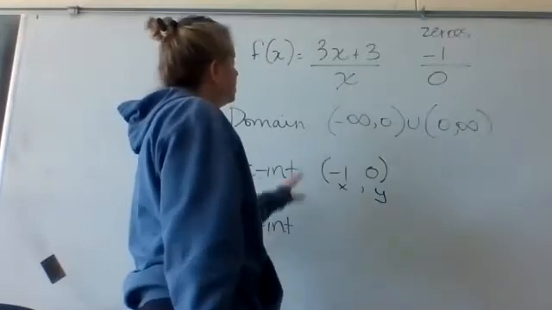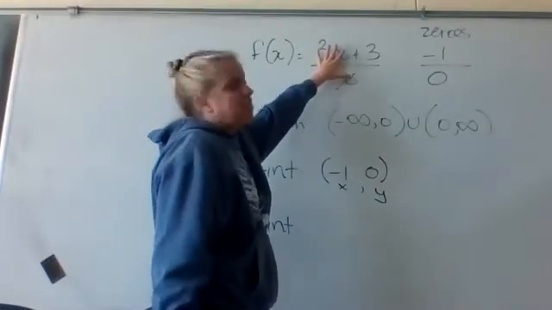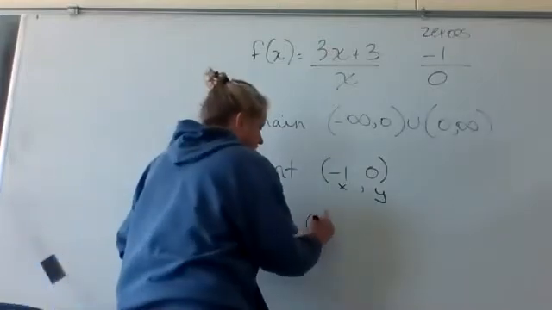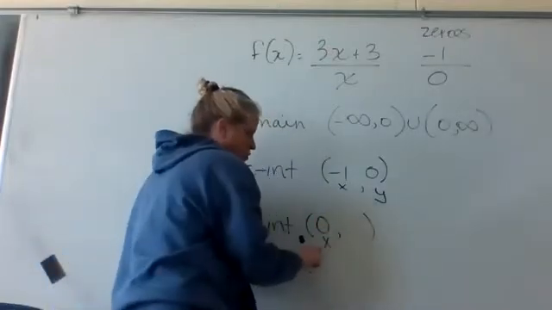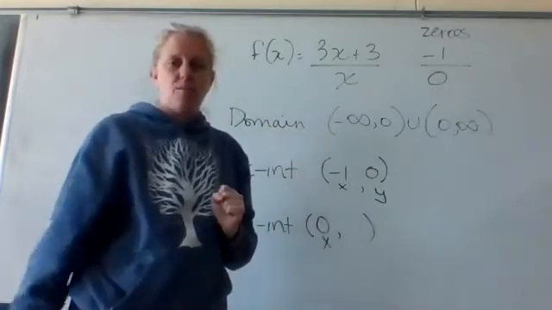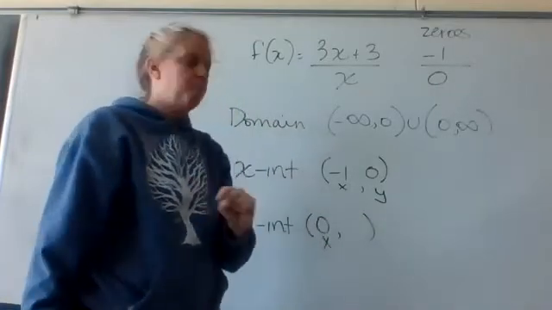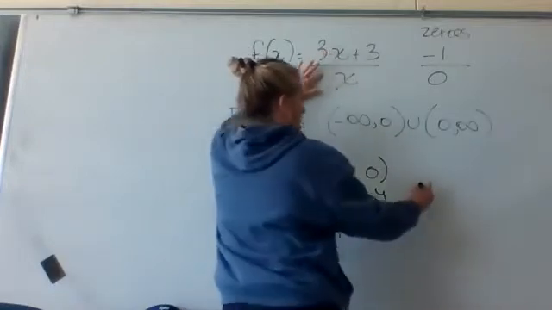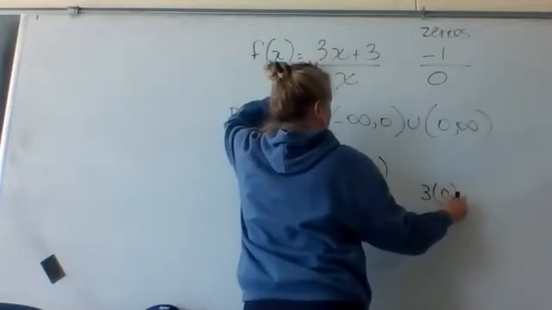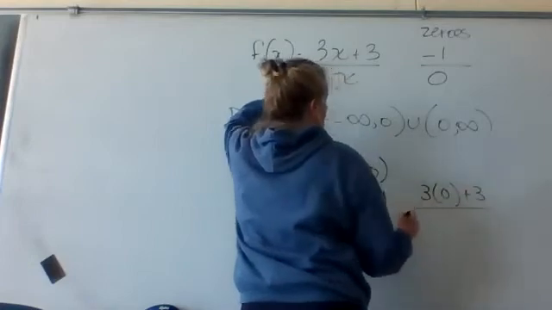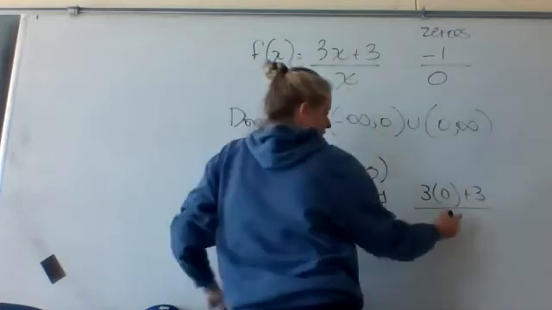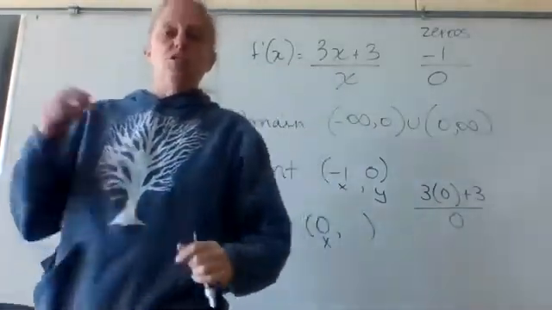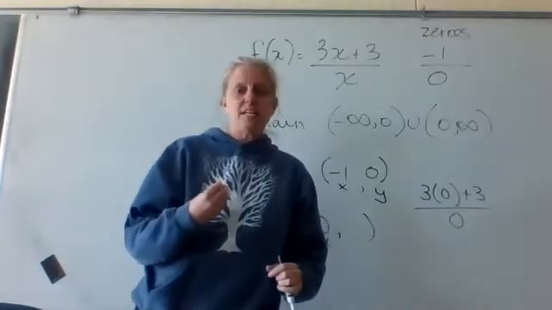The y-intercept comes if you replace all of the x's in the problem with zeros, right? Because that's what makes you a y-intercept, if your x-coordinate is 0. But what happens in this problem? If I replace these x's with 0, I will have 3 times 0 plus 3 over, and if I replace this x with a 0, it makes my denominator 0. So that messes this up, right?